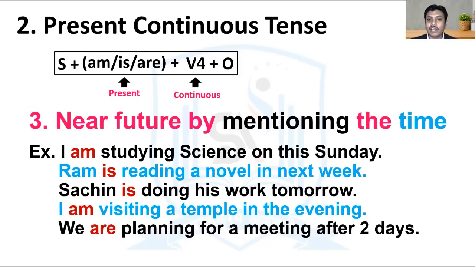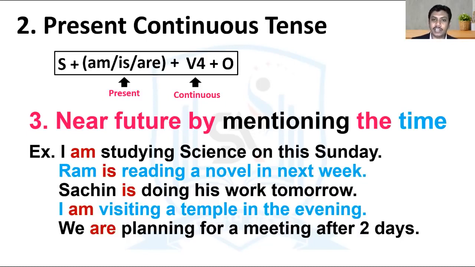Ram is reading a novel next week. What is he doing next week? He is reading a novel next week. Sachin is doing his work tomorrow. What is Sachin doing? He is doing his work tomorrow. He is not free. If you are thinking that Sachin is free and you will go for a movie with Sachin, it is not possible because Sachin is doing his work tomorrow.